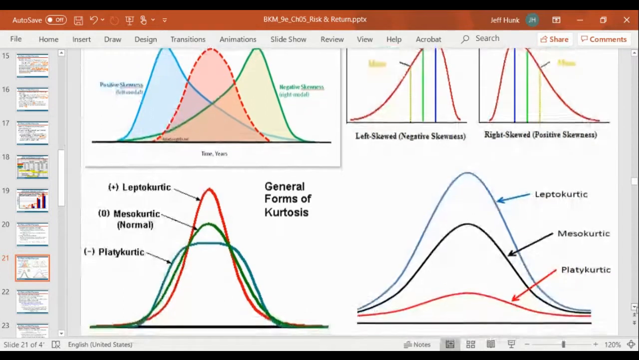And kurtosis means the height. A distribution taller than normal distribution is called leptokurtic, and a shorter and fatter distribution is called platykurtic. And a normal shape of the bell curve is called mesokurtic.